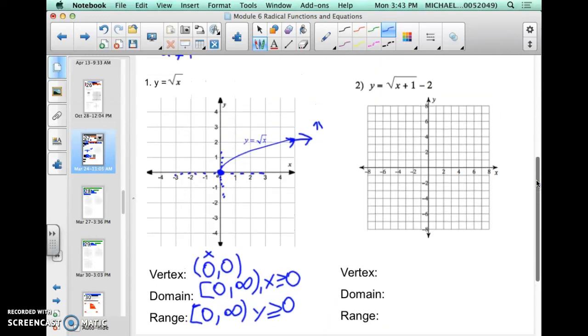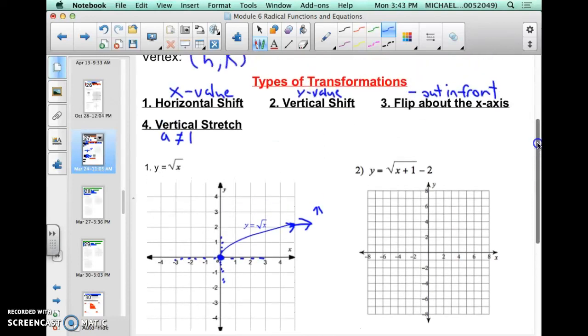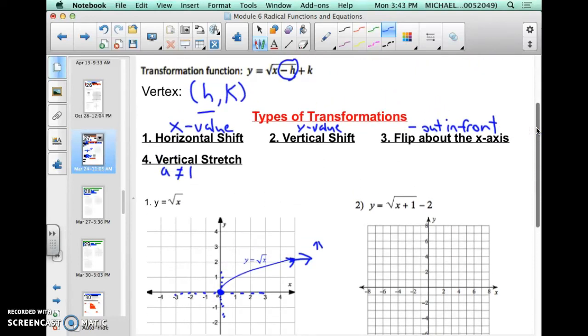Now, if I'm going to do an example that's different from the parent function, we're going to discuss the transformation. And again, that's based off of the vertex. And we're going to find the domain and range also based off the vertex. So in this case, if I were to look at number 2, y equals the square root of x plus 1 minus 2, I have to consider what is my h term and what is my k term.